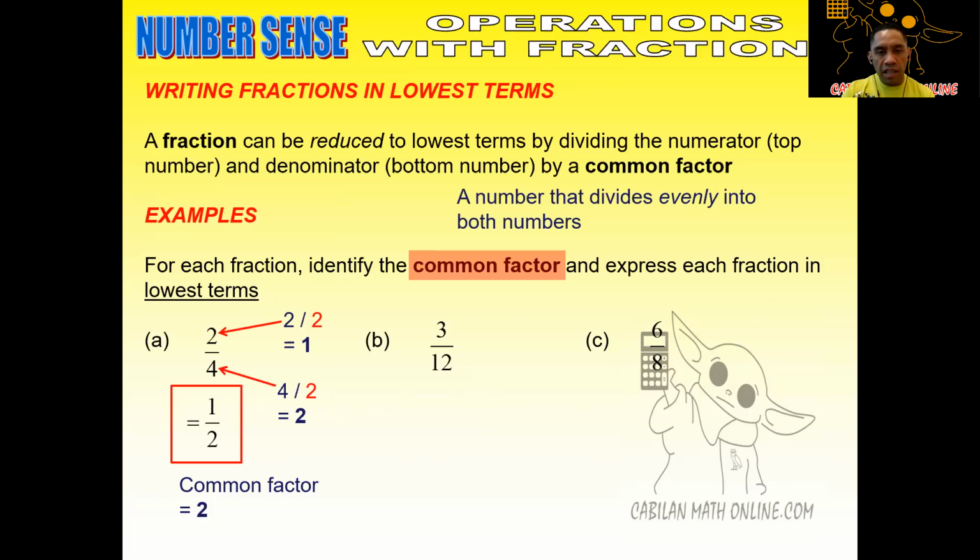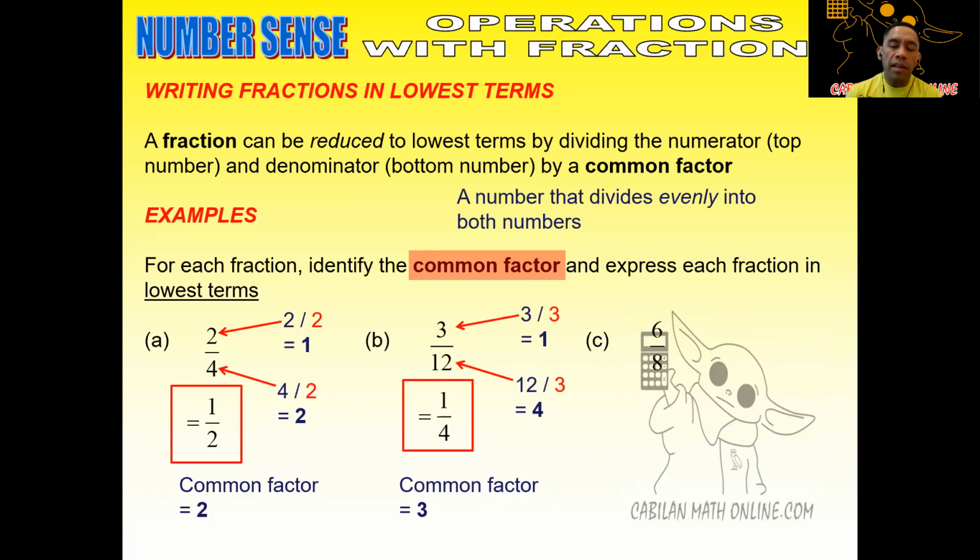All right, now that you've seen that example, let's take a look at 3 and 12. Anytime you see a number that's bigger than the other one, the bigger number can't go evenly into the smaller number. So for example, if you look at 3 and 12, 12 does not go into 3. However, 3 goes into 12, and obviously 3 goes into 3. So the common factor here will be 3. So we have 3 divided by 3, which gives me 1, and 12 divided by 3 gives me 4. So 3 over 12 is going to reduce to 1 over 4.